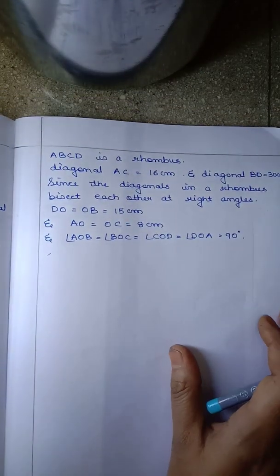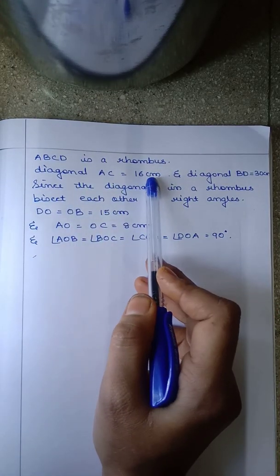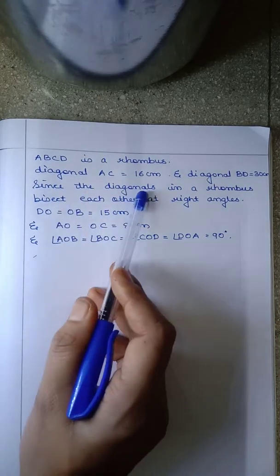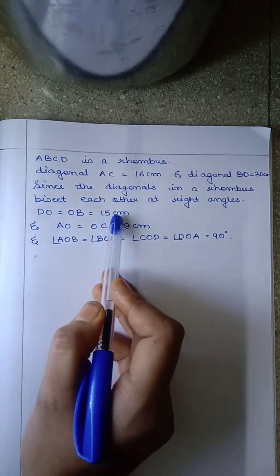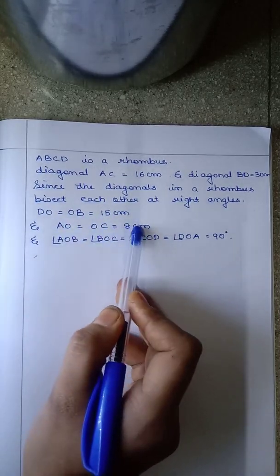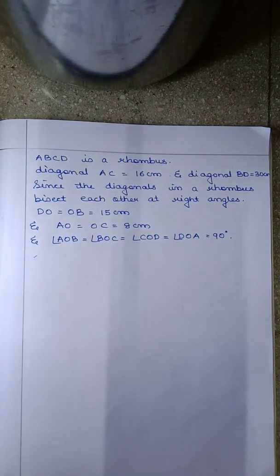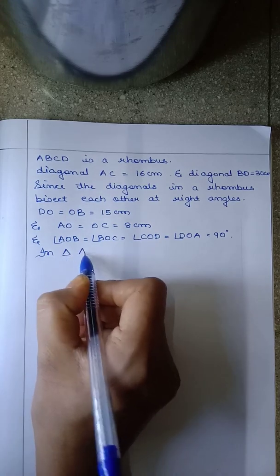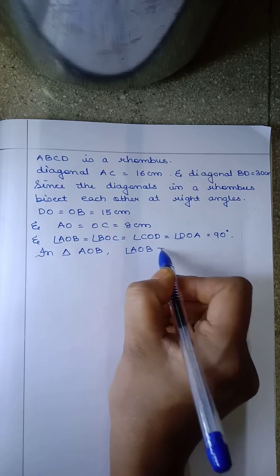I have written the property here. ABCD is a rhombus. Diagonal AC we will take as 16 centimeter and diagonal BD we will take as 30 centimeter. Now since the diagonals in a rhombus bisect each other at right angles, DO will be equal to OB is equal to 15, AO is equal to OC is equal to 8, and all these 4 angles will be equal to 90 degree. Now let's take any one triangle. In triangle AOB, angle AOB is equal to 90 degree.